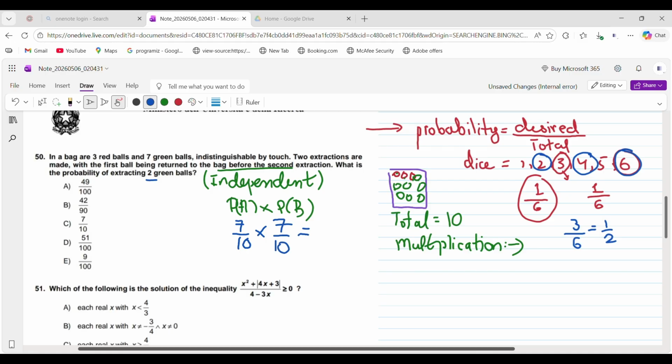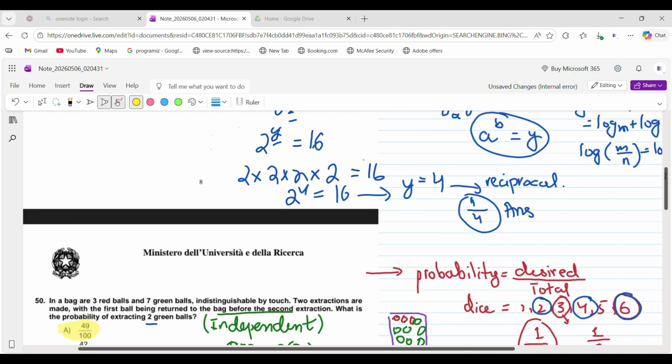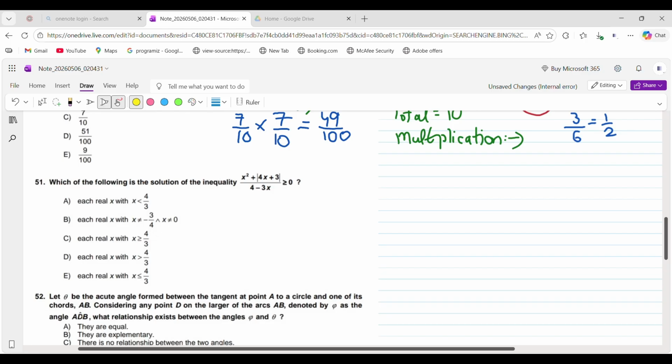Now multiplication of fractions is very simple. Numerator multiplied by numerator, denominator multiplied by denominator. So 7 into 7 is 49, 10 into 10 is 100. So the probability of two green balls is 49 by 100, and we have our answer, that is option A. So this is very simple, no rocket science at all. Basically, these questions are very simple.